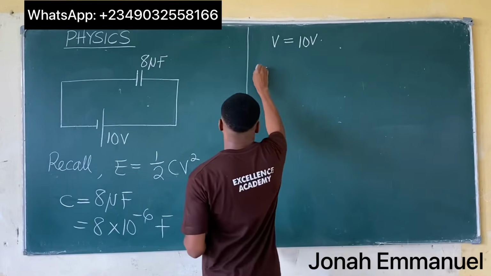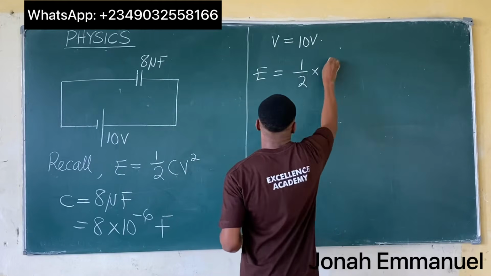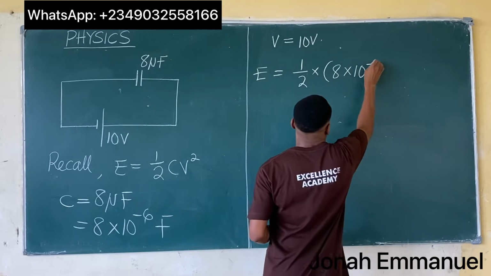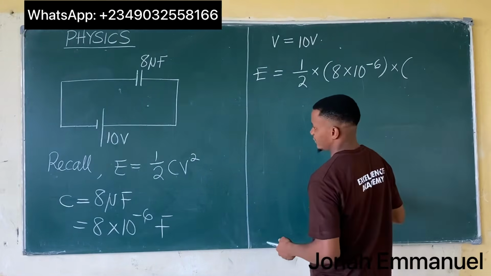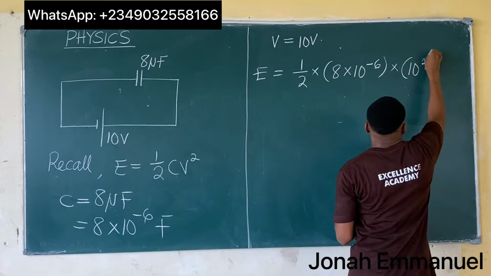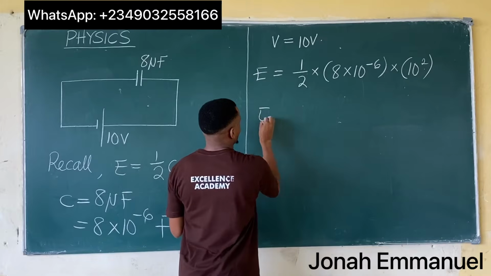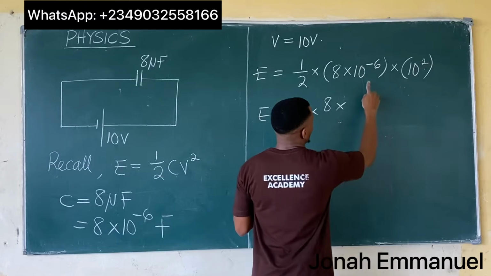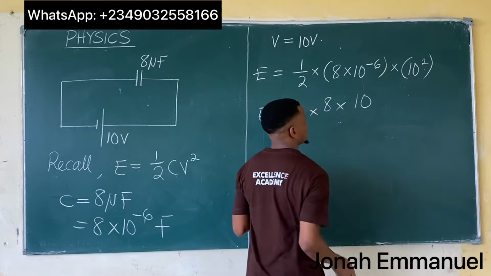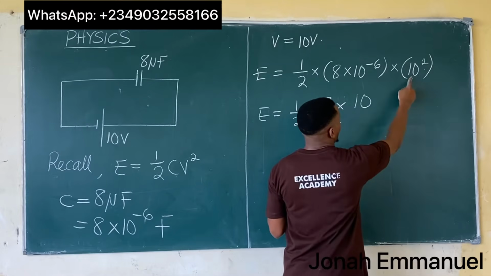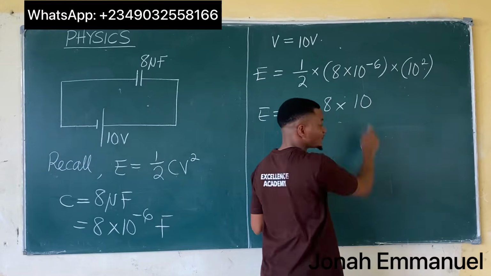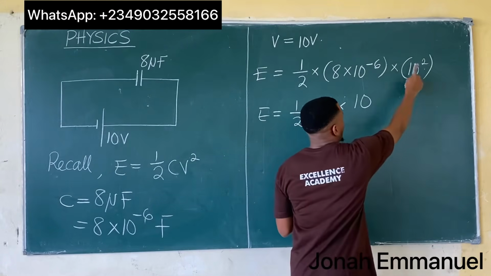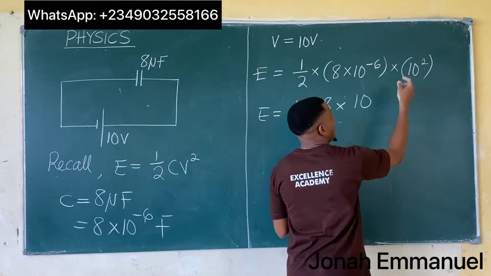So hence, it means that the energy E is equal to half times C. C is this, I'm using the converted value, 10 to the power minus 6 times V squared. V is 10, that gives you 10 squared. If I work this out, this is E being equal to half times 8 times, work on these two, that becomes 10. We said from indices, when two numbers are multiplying and they have the same base, simply add their powers. The same number multiplying 10 and 10, add their powers.